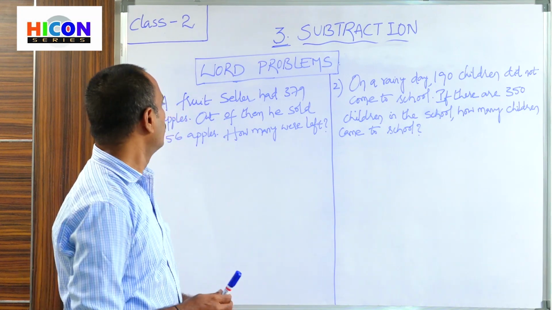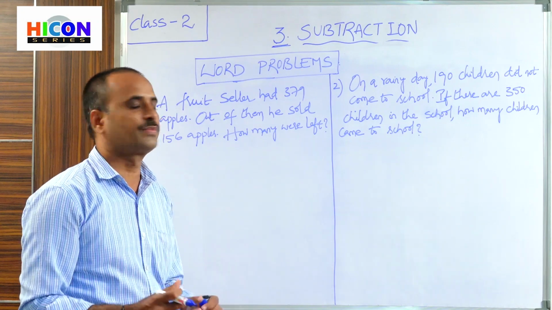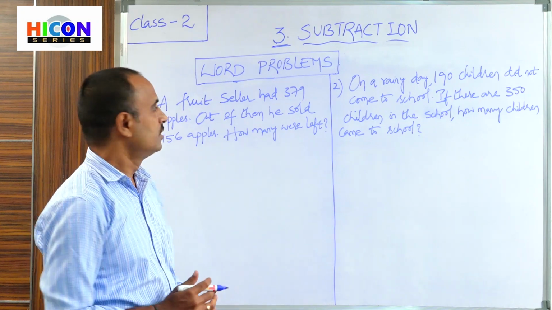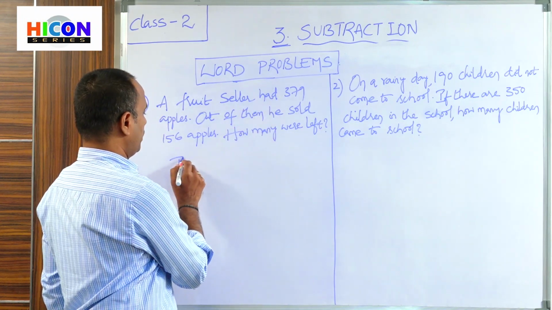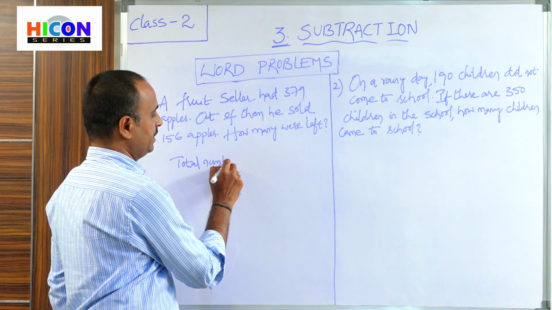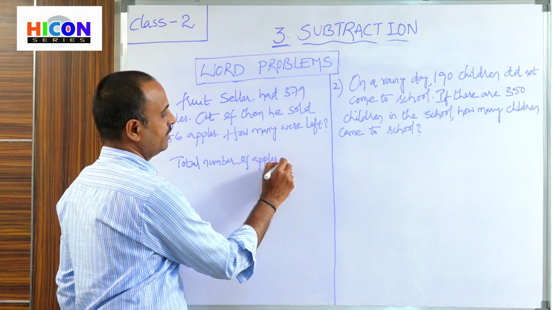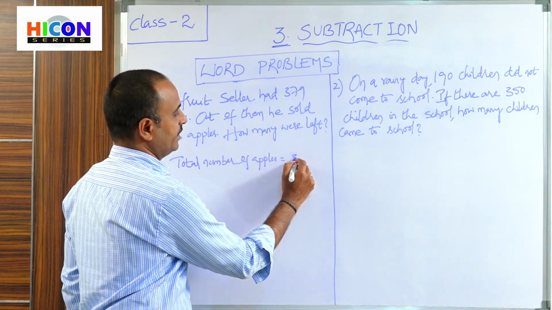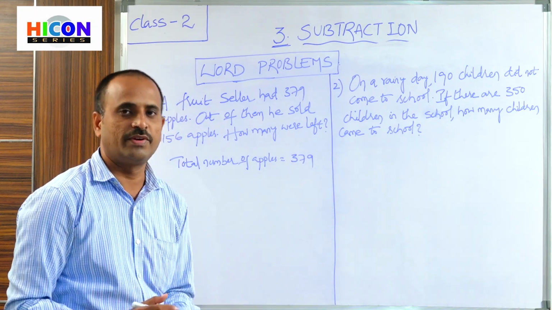So just write the steps. We have to write the steps for the word problems. So how can we write the steps? Total number of apples. So children, how many apples are there? Total 379 apples are there. So the total number of apples is 379.